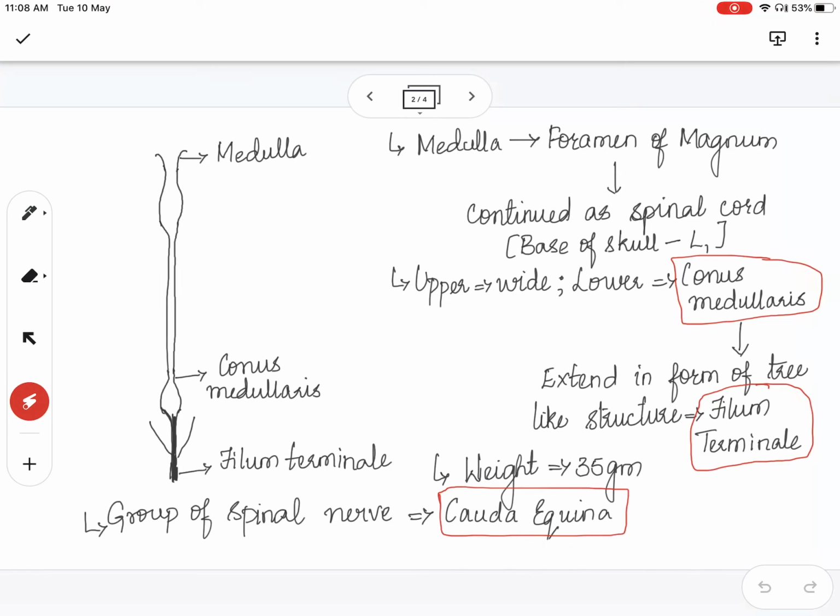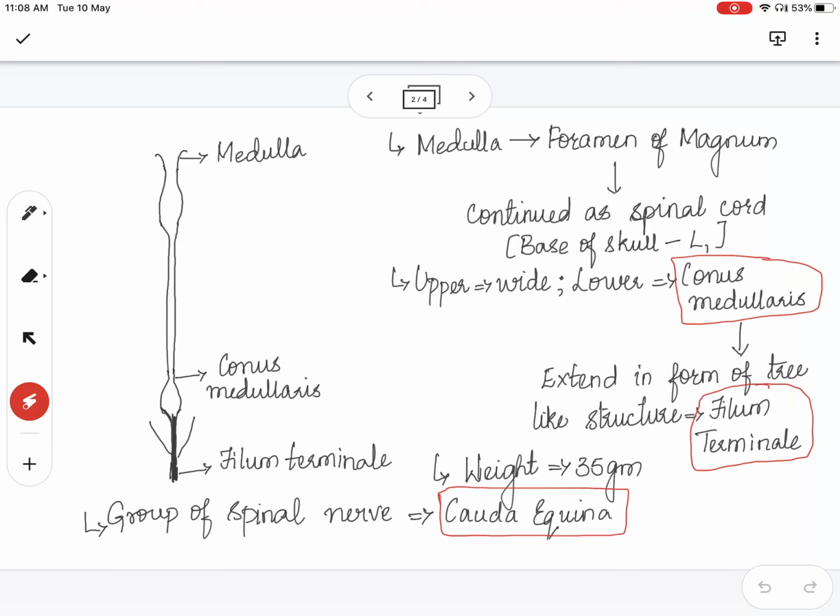Now this continued part of the medulla oblongata is known as what? Spinal cord. Now from where till where is our spinal cord going to extend? It is going to start from the base of the skull, near the occipital bone, and extend till the first lumbar vertebra. Questions on this have been frequently asked. Ensure that you remember very well.